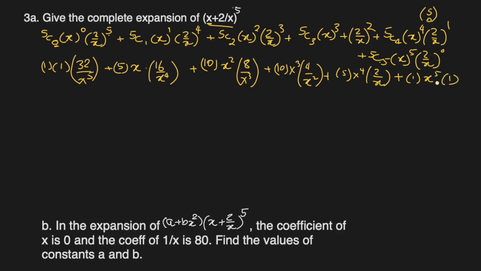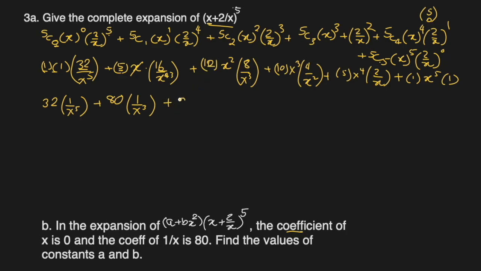Now the final answer will be 1 times 32, and we can separate 1 over x to the power 5 from this, because in the second part they're asking for coefficients of these numbers, so I'll separate them so that it is easier to visualize. 5 times 16 is 80, and this x will cancel with one of the x's, this will be just x to the power 3, so 80 1 over x cube.